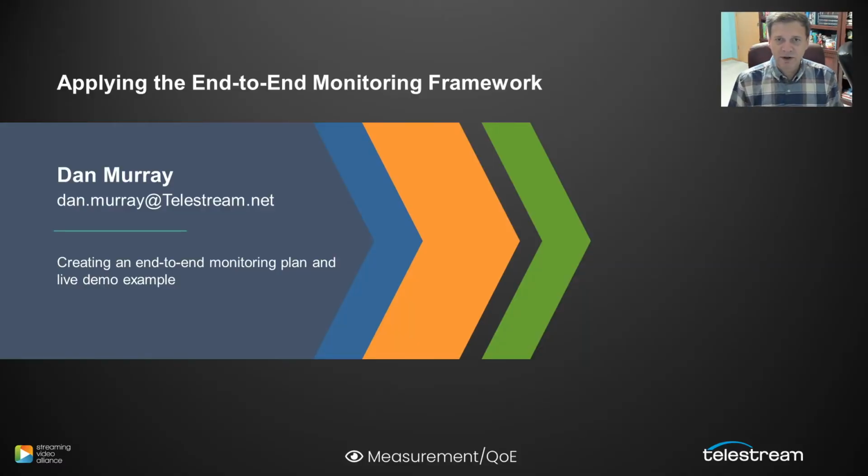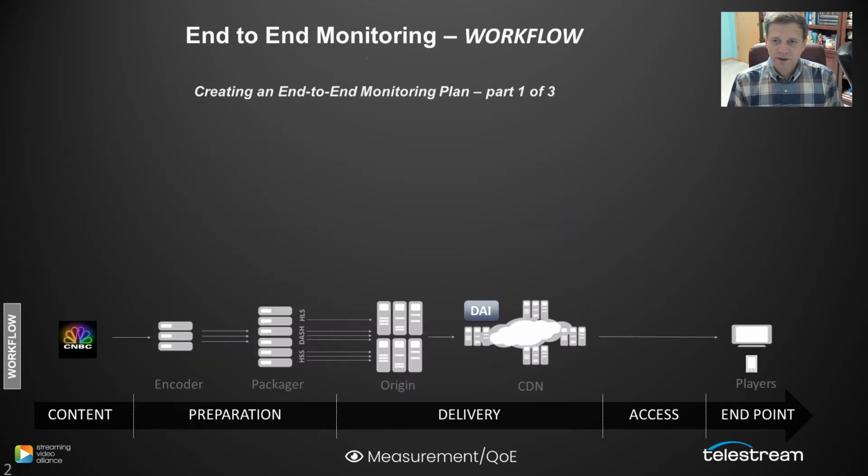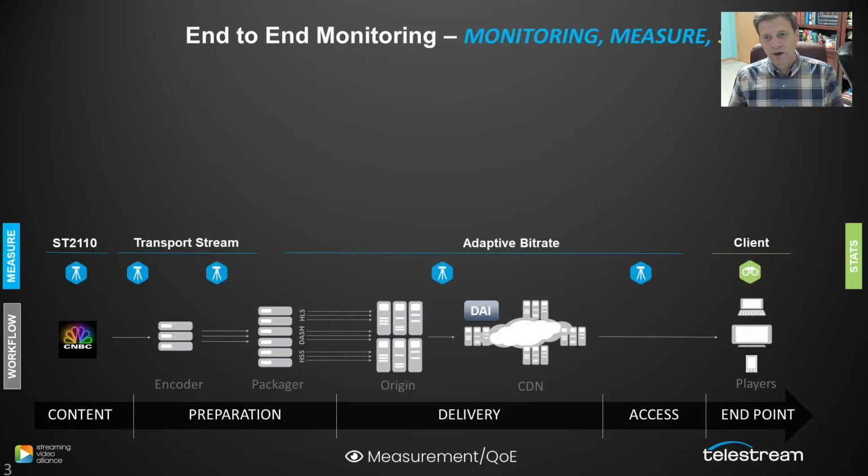Today I'd like to talk to you about creating an end-to-end monitoring plan and show some demo. When considering your monitoring plan, first consider your overall network. Do you have encoders and you want to monitor pre and post encoder? What about after the package or origin and before and after dynamic ad insert? Will you have player analytics you want to aggregate? And at the encoder, is it a transport stream or 2110?